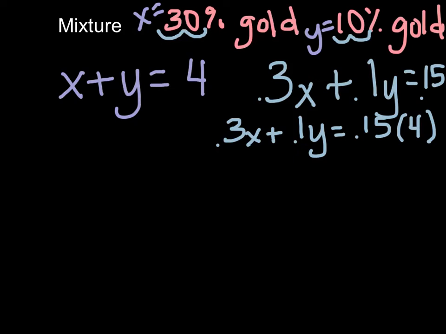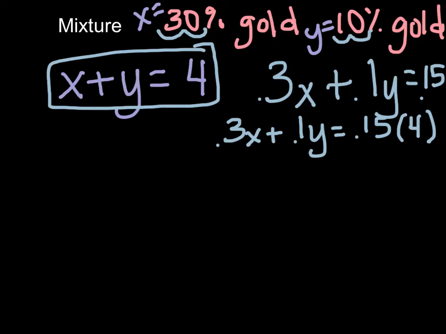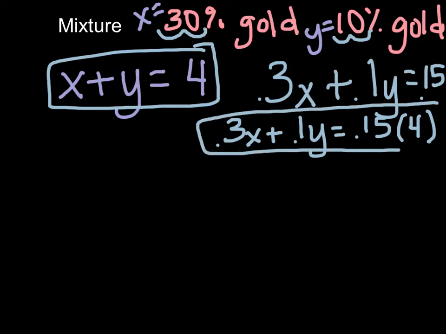Now if you look, you have two equations. Here's number 1, x plus y equals 4, that's the total they want. And here's number 2, this is where they're getting specific with the gold content. If you look, this first one would be pretty simple to solve for one of the variables.